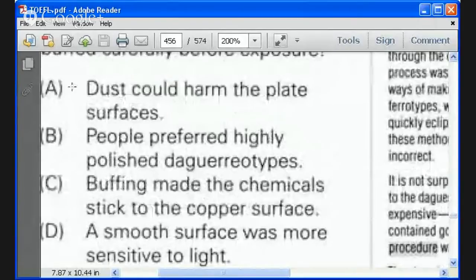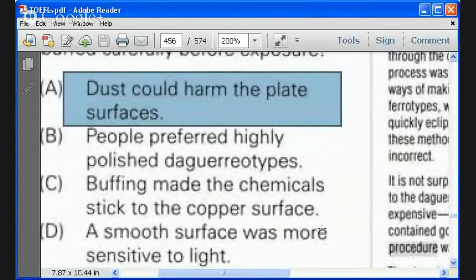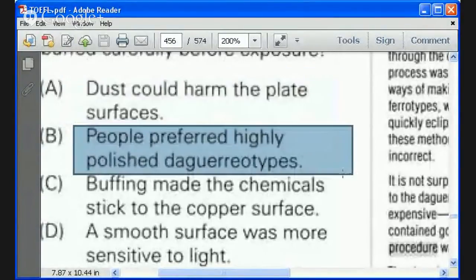What do you think? Dust could harm the plate surfaces? Yes, that seems good. Another strategy. Just because an answer seems good, you really should never just say, oh, that seems good, let's continue. Even though you're fighting time, you should at least briefly glance at the other answers. Because TOEFL gives lots of trick answers, which are partially correct. This is very normal.